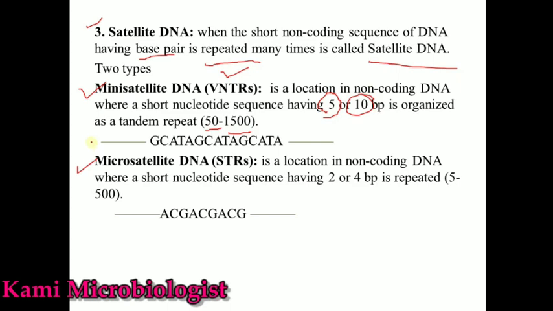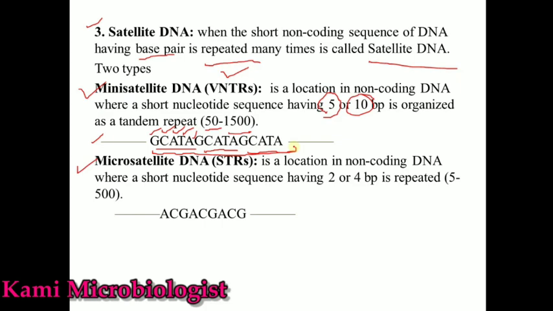Let's understand it with an example. As you can see, these are the sequences of the DNA of one person. So as you can see, we have G, C, A, T, A. So this is one, and then the same sequence is repeated here as well, G, C, A, T, A. Again it is repeated, G, C, A, T, A.